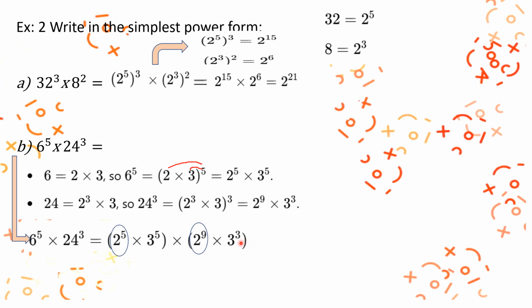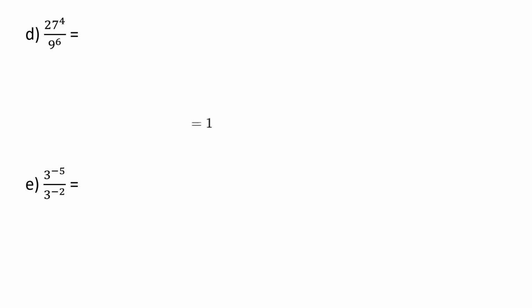So now here I have same bases, and here I have same bases. What to do? Same base, keep the base, and add the exponents. So 2 power 5 times 2 power 9, it will be 2 power 14, and here it will be 3 power 8. Keep the base and add the exponents.